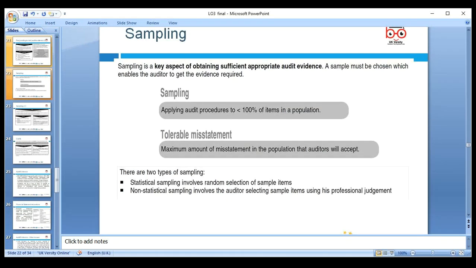Yes, averages. Okay. Sampling. What is meant by sampling? From the whole population, you pick a small proportion of it. It's called sampling. Sampling is a key aspect of obtaining sufficient appropriate audit evidence. The sample must be chosen to enable auditors to get the evidence required. So in sampling, audit procedures are applied to less than 100% of the items in the population. Tolerable misstatement is the maximum amount of misstatement in the population the auditor will accept, maybe say 2% if a variation is acceptable. So there are two types of sampling. Statistical sampling involves random selection of the sample items, and non-statistical sampling involves the auditor selecting sample items using his or her professional judgment.